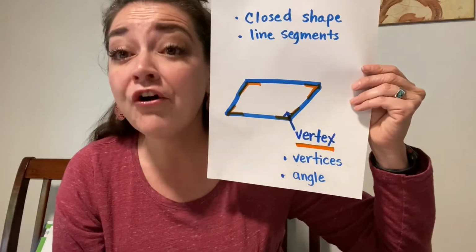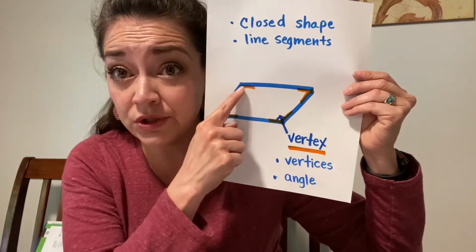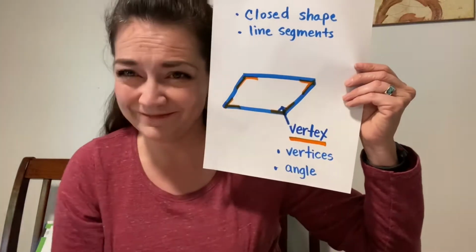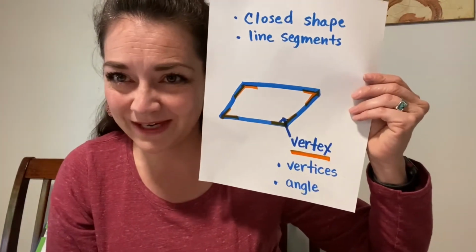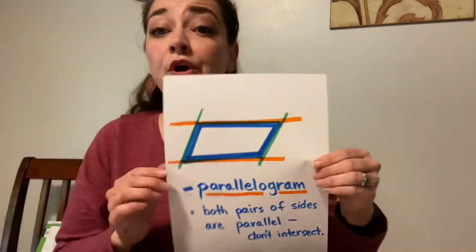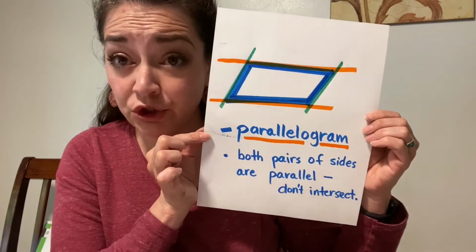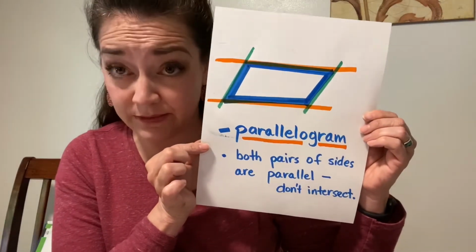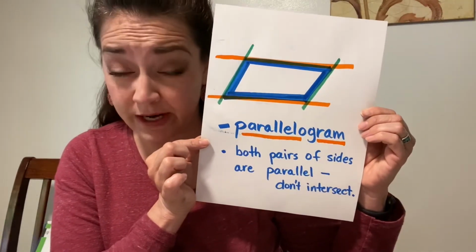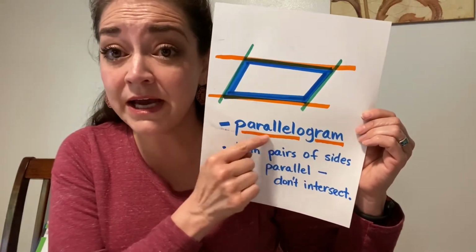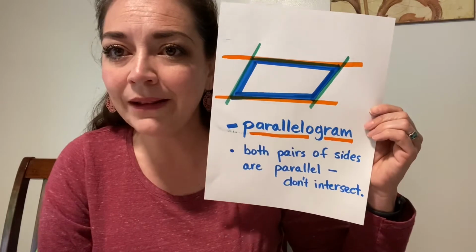4 sides, 4 vertices. Do you see that in orange? 1, 2, 3, and 4. So that's nice and easy to remember. Another type of shape that we can classify our polygons into are called parallelograms. Parallelograms. And parallelograms mean that the lines are parallel.